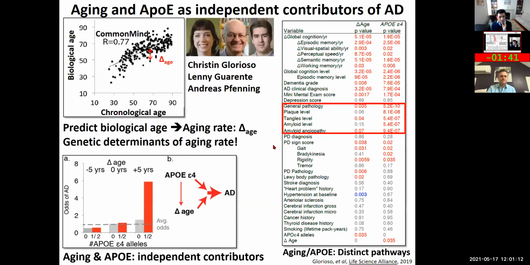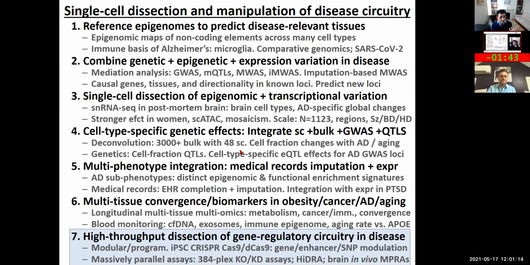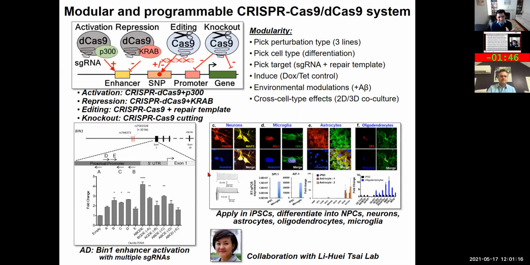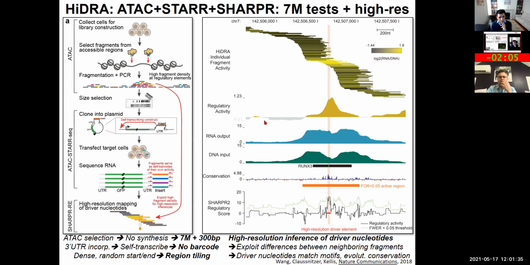And then lastly, we've basically developed many methods for dissecting these regions systematically using modular and programmable CRISPR-Cas9 constructs to edit individual variants, to knock out promoters or target genes, and to repress or activate different enhancers in iPS cells and then differentiate it into these different cell types.